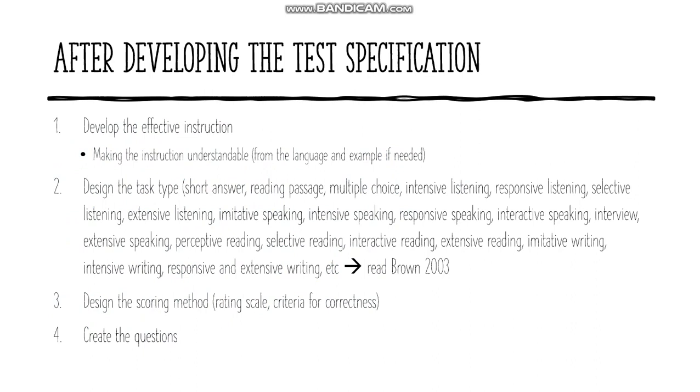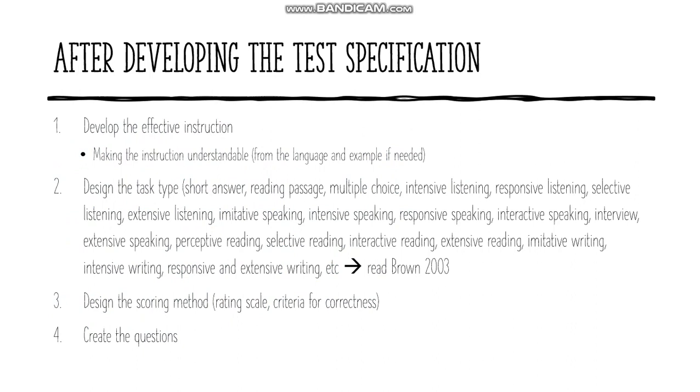After you develop that, again I'm going to remind you that you have to develop effective instructions. Effective instruction means making instruction understandable in language and with examples if needed. And then design the task types. You have to read more, Brown, 2003. For example, whether you are going to consider a short answer, reading passage, multiple choice, intensive listening, responsive listening, selective listening, extensive listening, imitative speaking, intensive speaking, responsive speaking, interactive speaking, interview, extensive speaking, perceptive reading, selective reading, interactive reading, extensive reading, imitative writing, intensive writing, responsive writing, extensive writing, and so forth. You have to decide and design the task type.